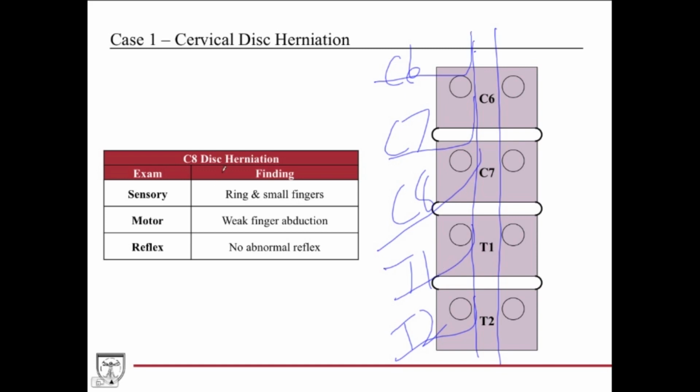So for these symptoms, it's probably going to be a disc herniation affecting the C8 nerve. And that's probably going to be at C7-T1, just where it would impact this nerve as it exits the vertebral column. The sensory distribution is going to be the ring and small fingers. That's consistent with our patient, on the medial aspect, the 4th and 5th digits. And then weak finger abduction, so that would be the ulnar nerve innervating the dorsal interosseous muscles, and then no abnormal reflex, which is really also consistent.